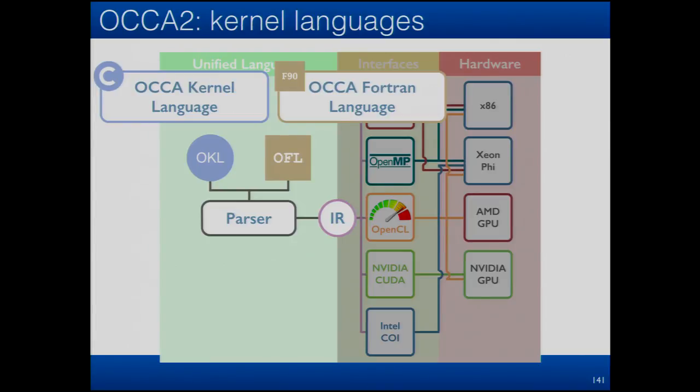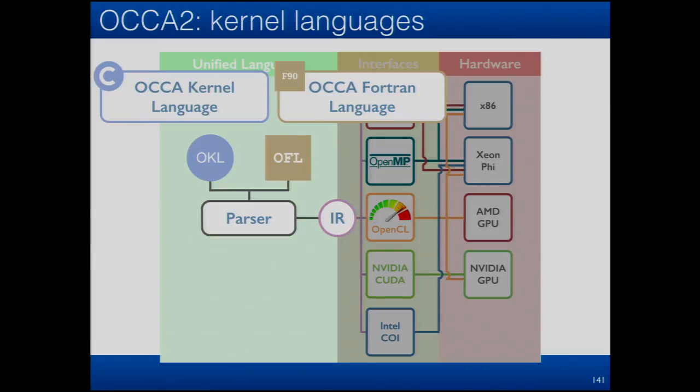But it was a bit heavy-handed because you had to really understand the macro language. So what we did is my graduate student, David Medina, created a parser which would take a more natural C or Fortran kernel language and convert it into the intermediate representation, which would then run on whatever backend you chose, on whatever hardware you're going to use.